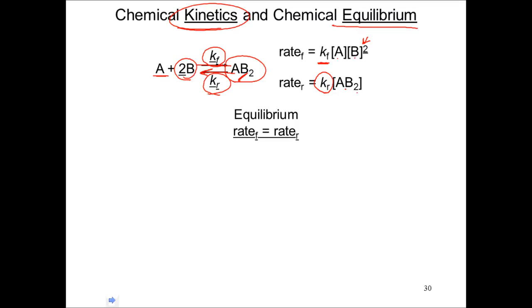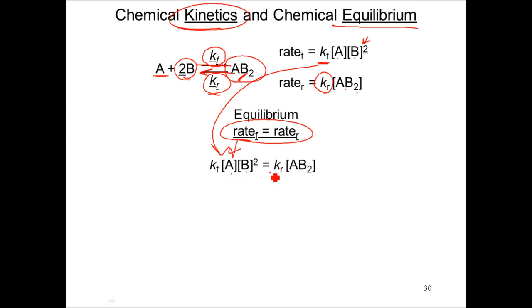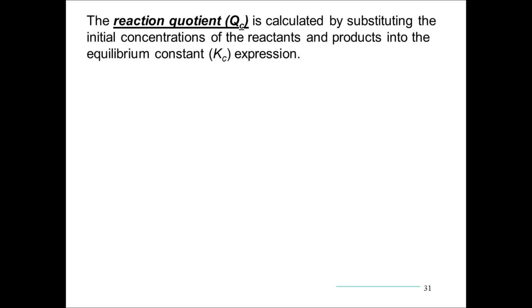In equilibrium, what we're saying is the rate forward equals the rate of the reverse equation. So if that's the case, rate forward, kf times A times B squared, is equal to kr times AB2, the concentrations. Let's solve for kf over kr. And so what that would give us is the expression called Kc, big Kc, which is now the concentration of the products over the concentration of the reactants raised to the power of their coefficients.